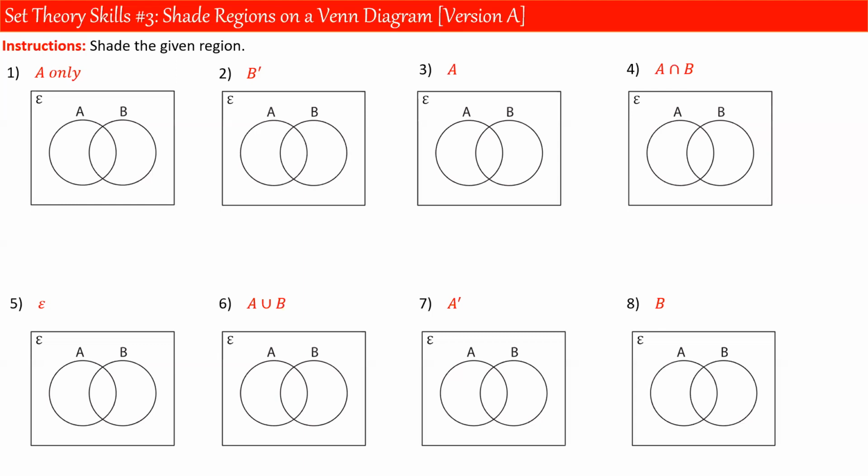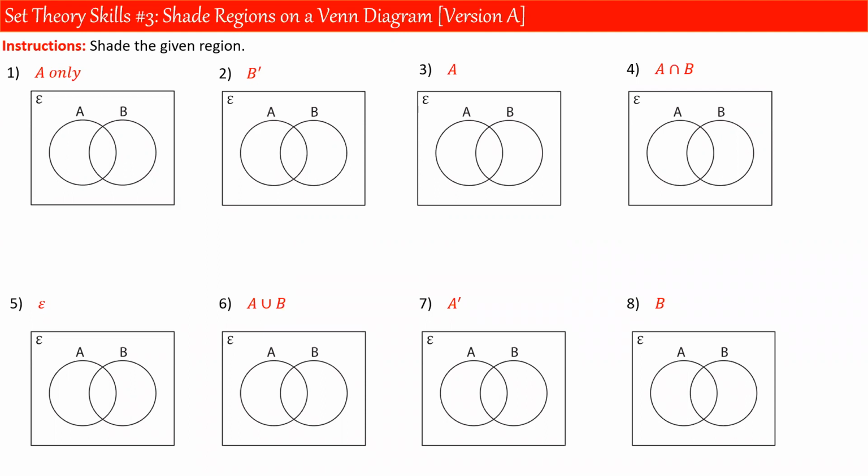Use just the A only, good. A union B prime, yes. Number 3, A. Number 4, the intersection. Number 5, good. Number 6, number 7. Okay, good. You got everything right. That's correct. Very good, Devondra.